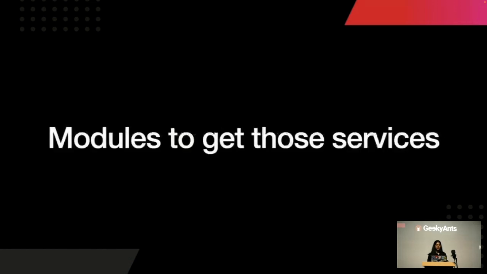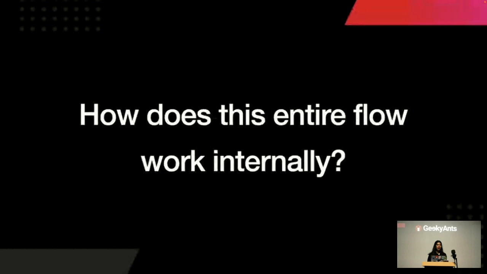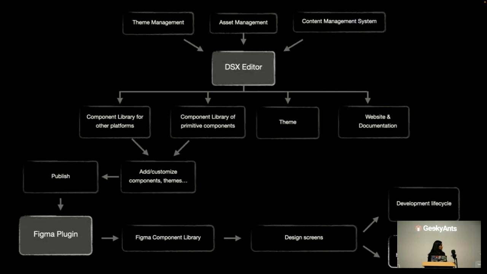And the modules to get those services, we needed a bunch of modules to serve this. So we built a theme editor, and then an asset management system, and then a content management system, which is included in the DSX editor that we call. And we have a Figma plugin, which generates the whole Figma component library. Yeah. So we'll talk about how this entire flow works. So this is a very complicated diagram that I'm also trying to understand.